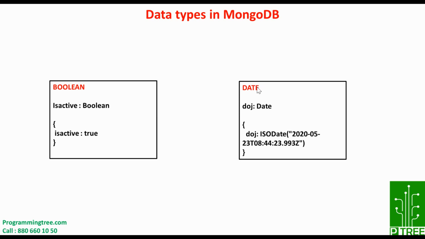Next data type is date. We haven't played around with date till now, but the date data type is used to store the date within MongoDB. While inserting the date, you can provide the ISODate for providing the current date and time as per the time zone, and the format is YYYY followed by MM followed by dd, and then your time.